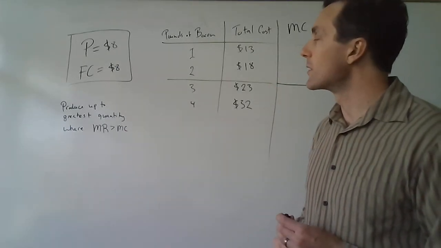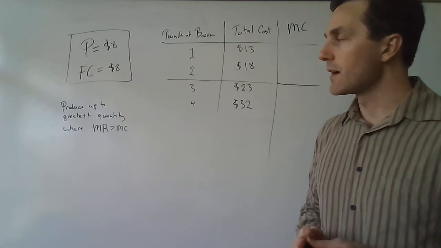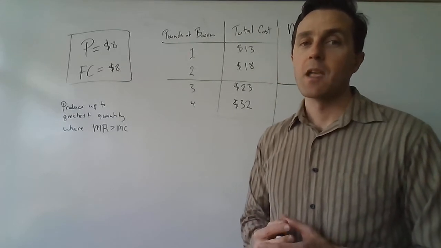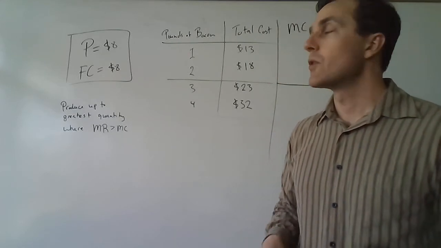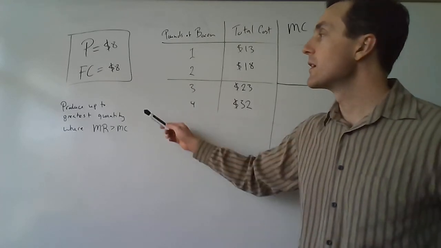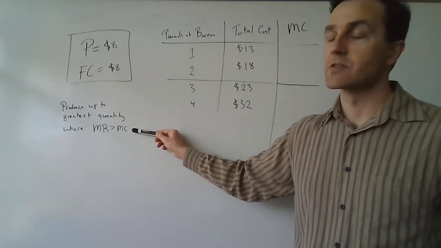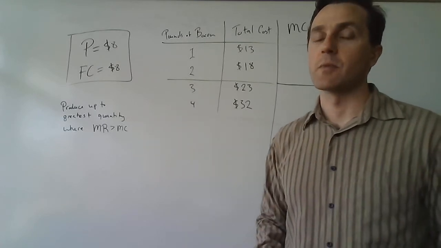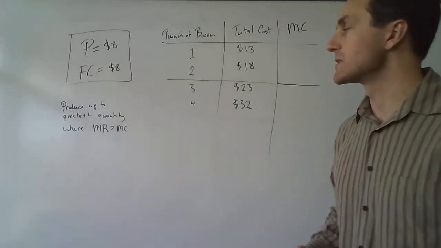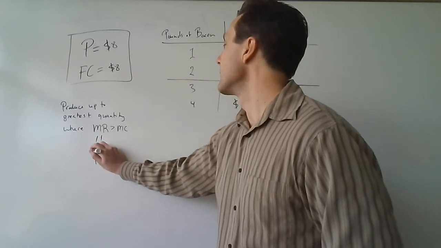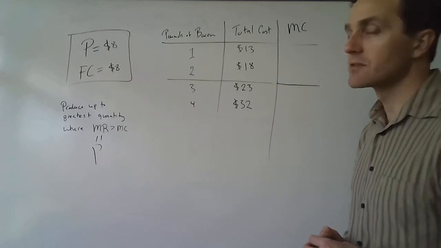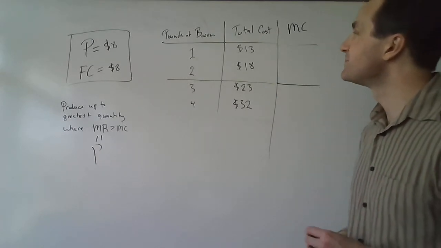So remember, for perfectly competitive firms, you want to choose the quantity of production where the marginal revenue equals marginal cost, or if there's not a quantity where that happens, you want to produce up to the greatest quantity where marginal revenue is greater than marginal cost. Those are our rules. Looking at this, we know that our marginal revenue is the same as the price, so marginal revenue equals the price, and the price is 8. We're not given the marginal cost, but we could easily figure that out.